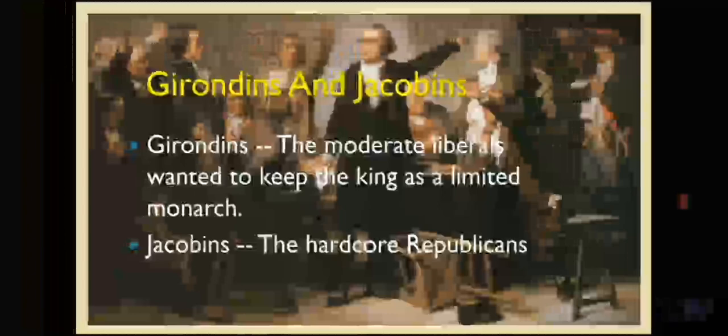Girondins and Jacobins. The moderate liberals wanted to keep the king as a limited monarch. They called themselves the party of the Girondins. The hardcore republicans were the Jacobins. All the kings and emperors of Europe, who were frightened by these mass uprisings, were ranged against revolutionary France.